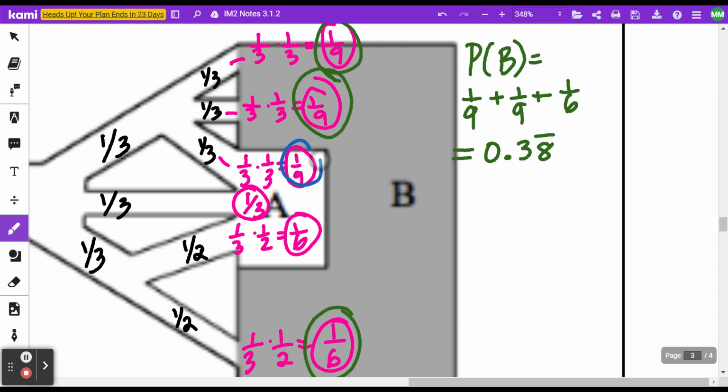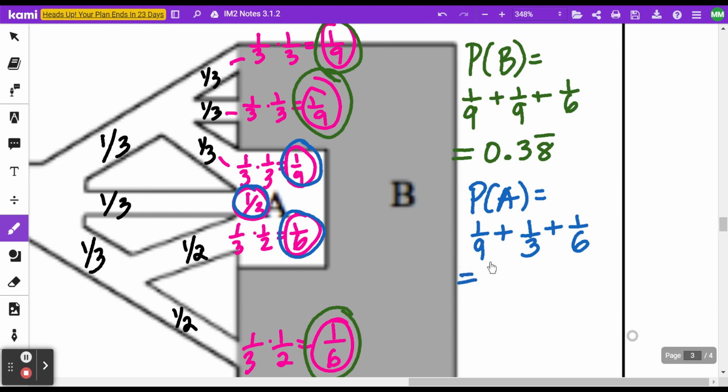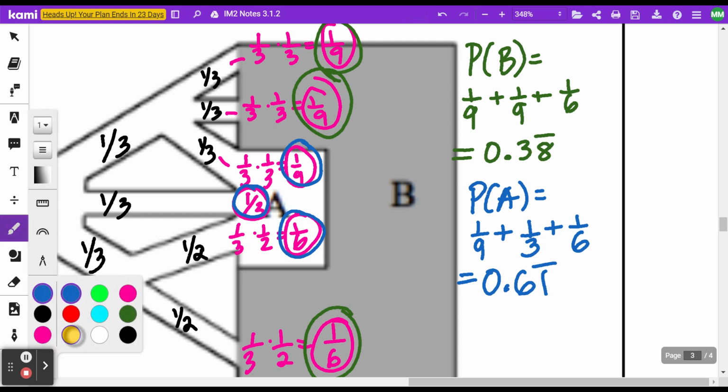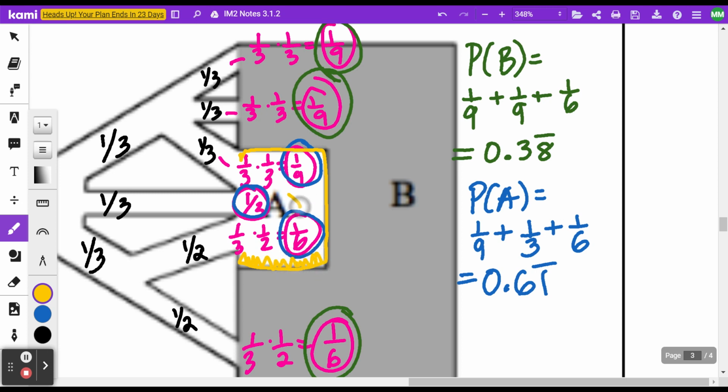Now I'll do the probability that Romero ends up in A, which is where the cheese is. Okay, so that could be in this ending. Probability of A is 1/9 plus 1/3 plus 1/6. And that equals 0.61 repeating. Okay? And the cheese is in A. I'll make the cheese yellow. Cheese. Yum. Romero the rat loves cheese.